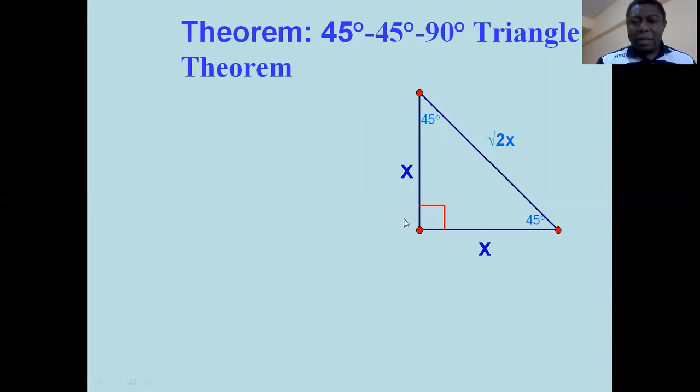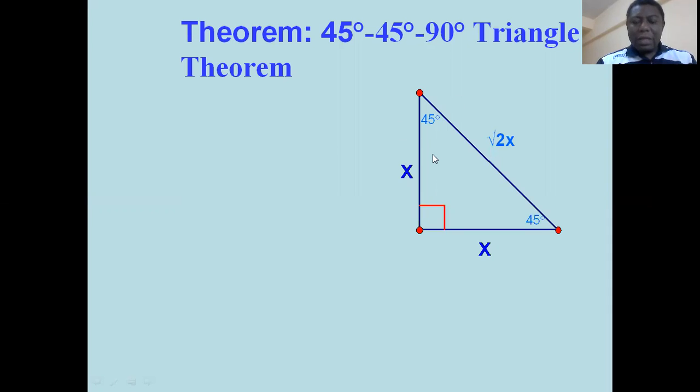And in this triangle, this length is equal to this length. So the length here is x, and the length here is also x. And the hypotenuse is the square root of 2 times x. So we are going to be using this spatial triangle to solve other problems.